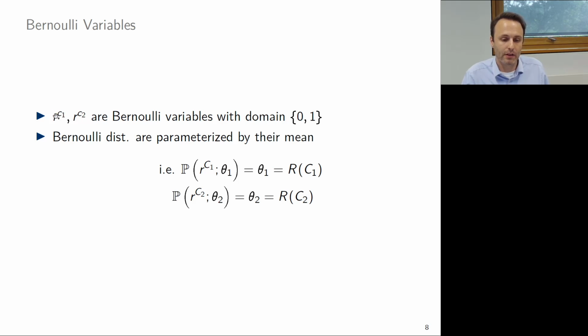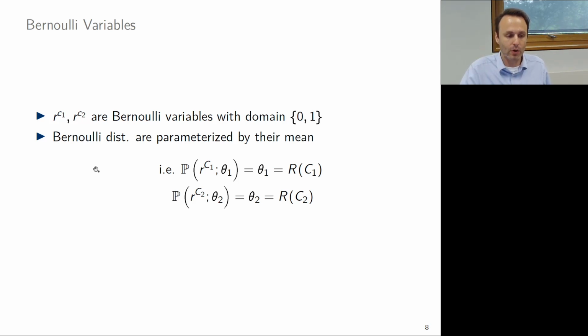Now, whether it's a head or a tail is this R of C1. That's a 1 if it's head and 0 if it's tail, and also for C2. Those are Bernoulli variables because they're binary. They take 0 and 1, and they can be parameterized by their mean. So the probability given this theta is just this average. Theta 1 would then be the average reward observed, the average number of times we see head, and the same for coin 2.